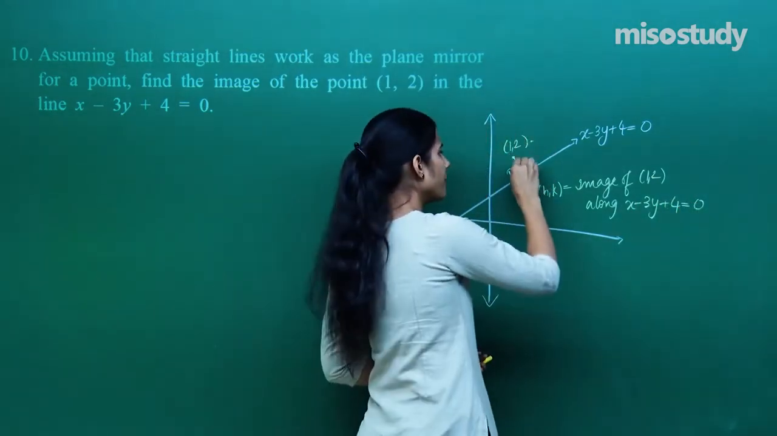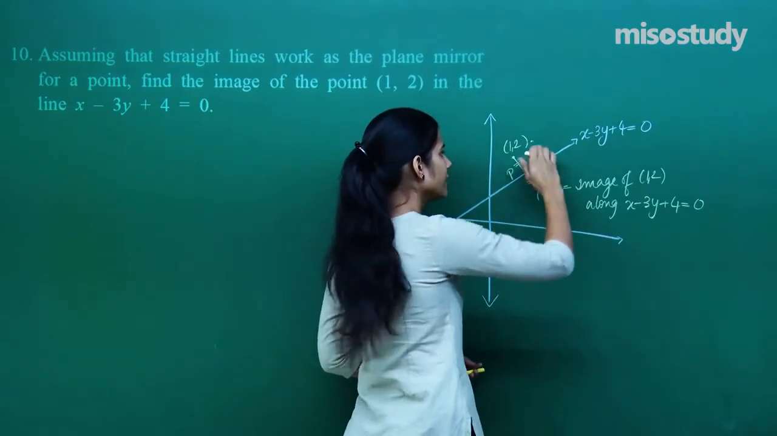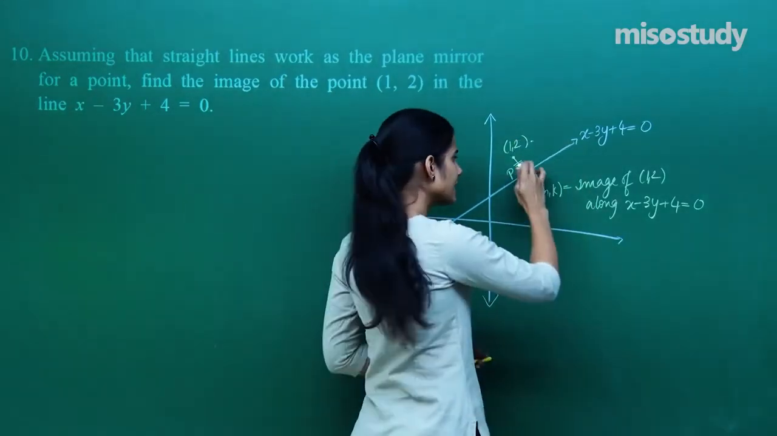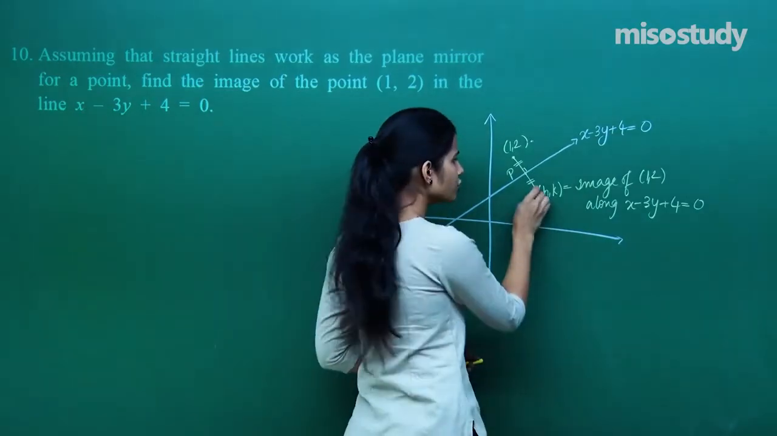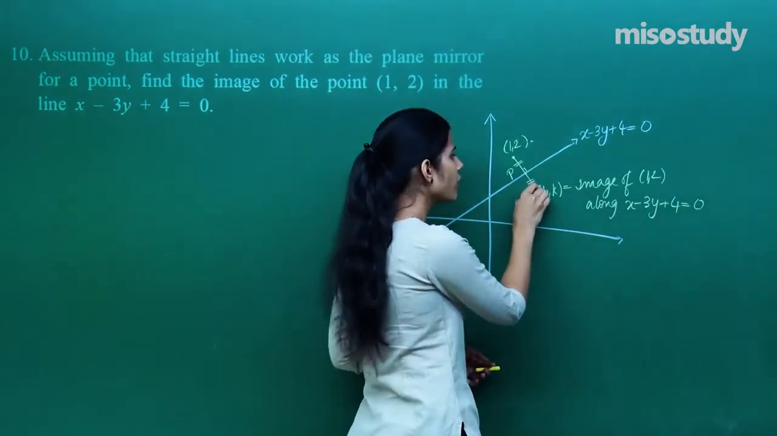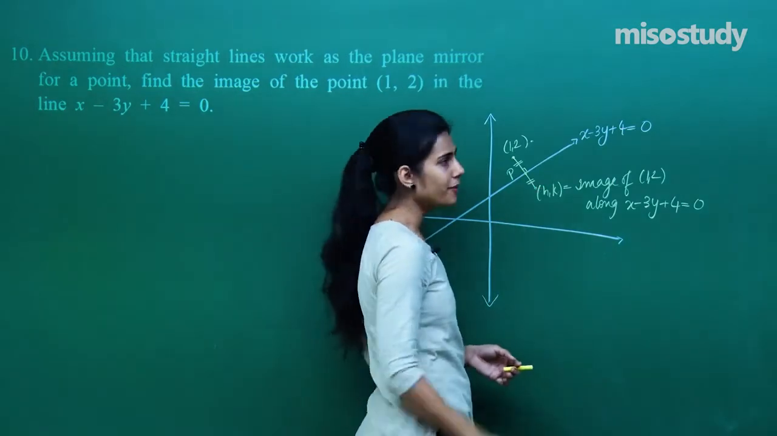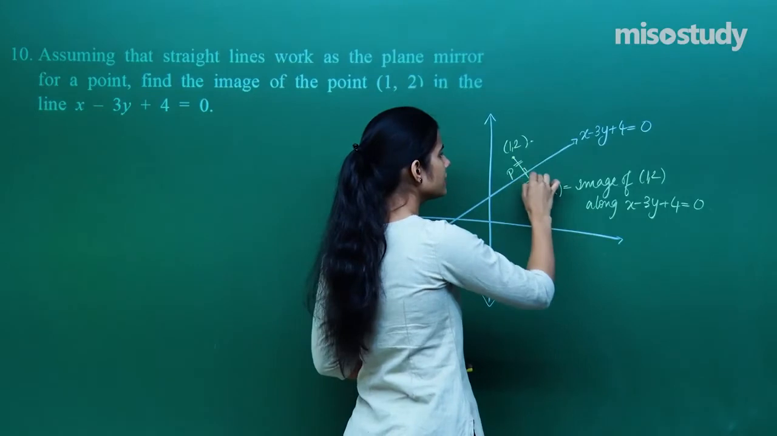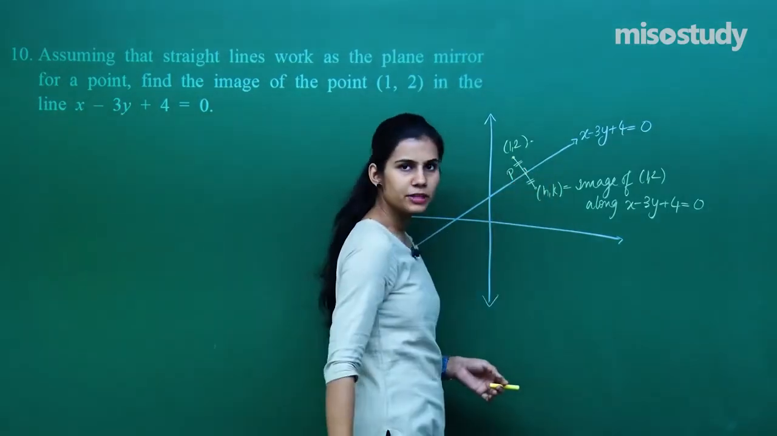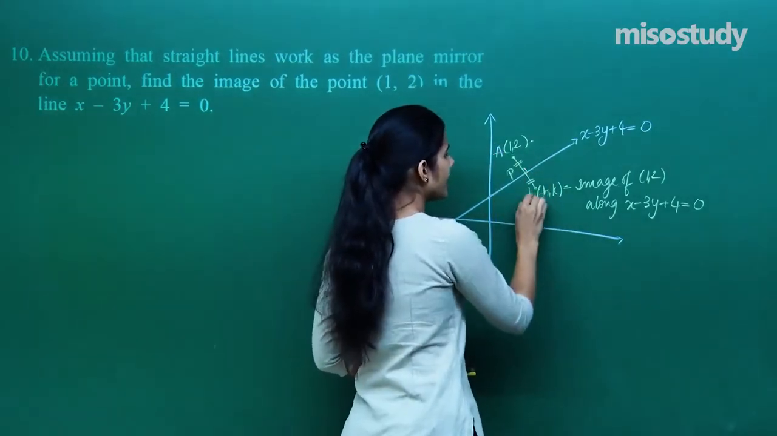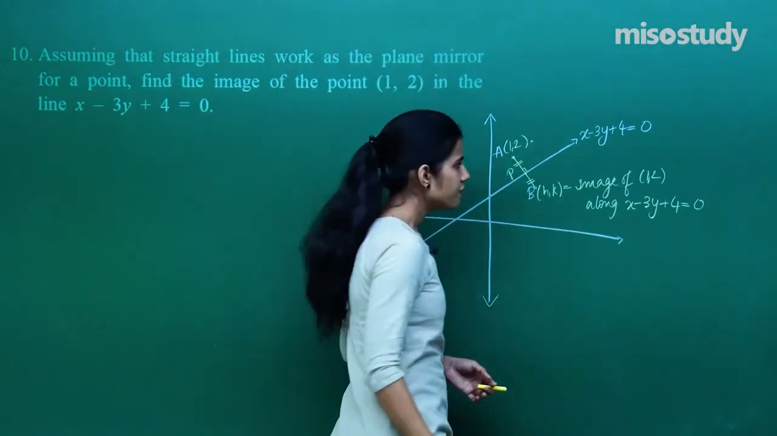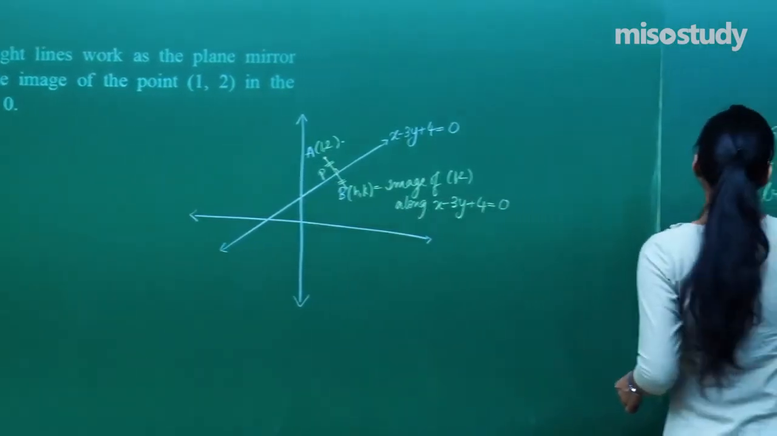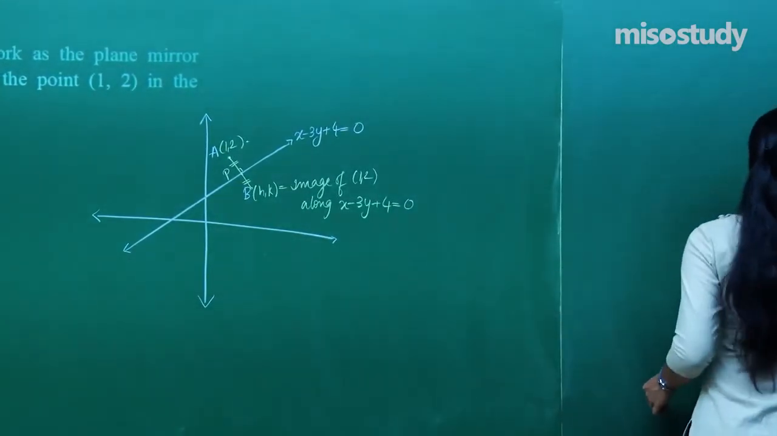What did I say? You drop a perpendicular. This much distance is the distance of the point 1, 2 from this line. Exact same distance you travel to the other side. You stop when you have completed the distance. This point is actually the image of 1, 2 along this line. So because you are moving the exact same distance downwards, these two distances are same. P happens to be the midpoint of the segment joining A and B. Fine. So now we need to calculate the coordinates of H, basically coordinates of point B, which is my image.